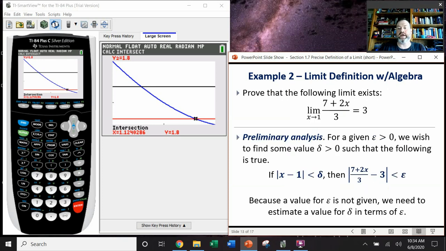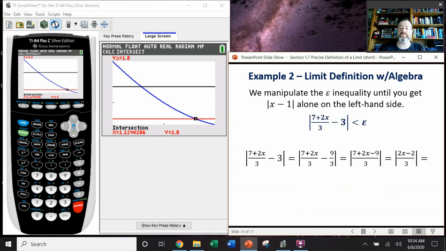Now I can use what I had on the previous slide. I can use this expression and back substitute delta in. Again, this is still the preliminary analysis. You'll see how it works in a second. I'm not done yet. So look at what we have. We left off with 2/3 times this quantity is less than epsilon. Clear everything from the left-hand side. Just multiply by the reciprocal, multiply by 3/2, and you end up with this.